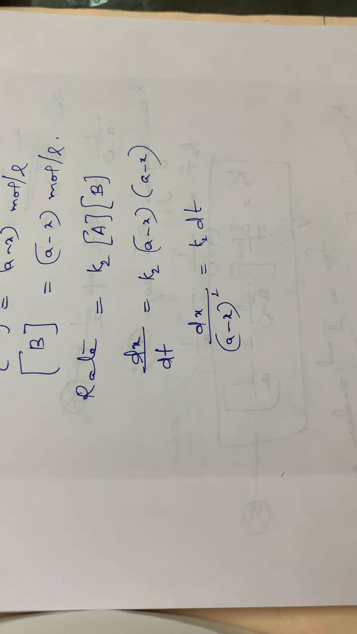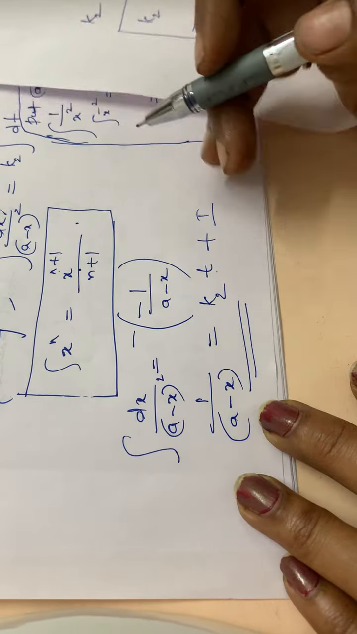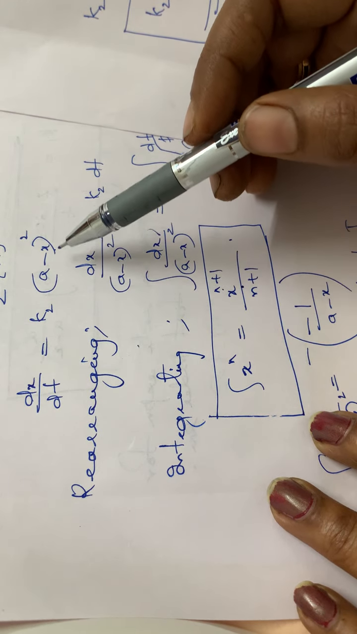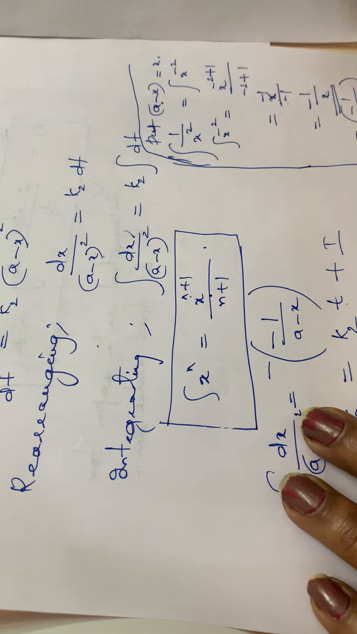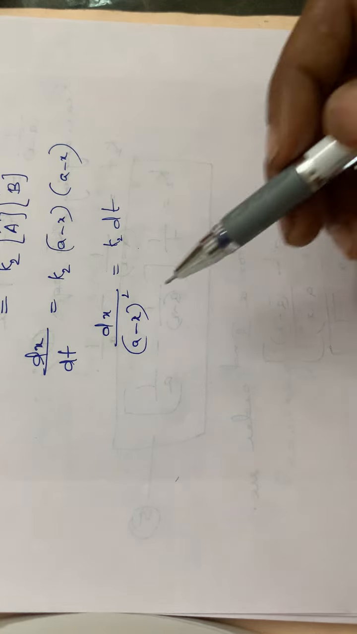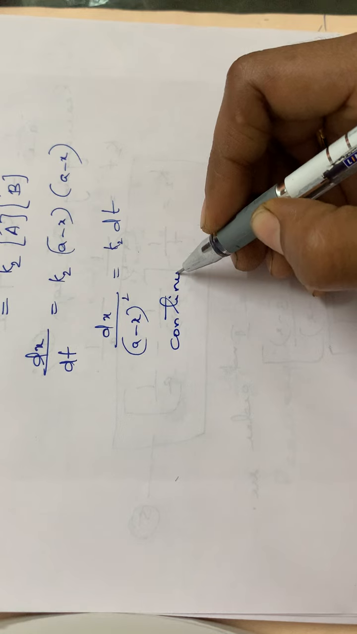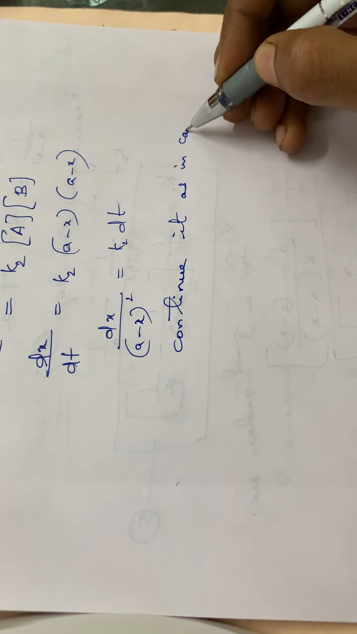So this is the same equation as in the previous case, isn't it? In the previous one also we had the same equation, that is dx divided by dt is equal to K2 into (A minus x) the whole square. So it becomes dx divided by (A minus x) the whole square is equal to K2 into dt. You have to write the continuous derivation just like the previous one. No changes are there. Here also the same. I am not deriving it once again. Continue it as in case 1.